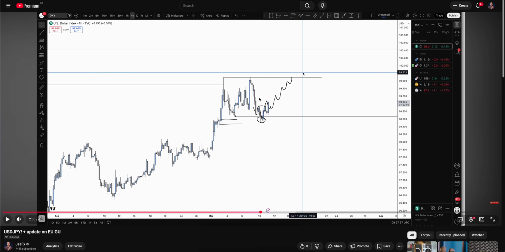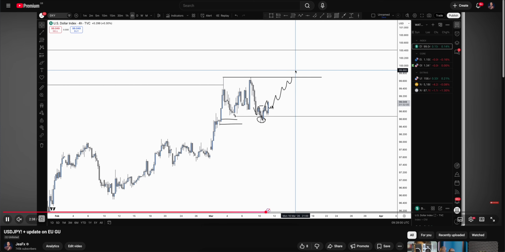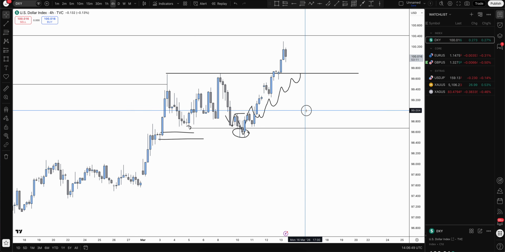So at the start of this week in the narrative video, I saw and showed everyone that because we had basically started to sweep under this low in towards a demand zone, I would then be anticipating a continuation to the upside to take out that high. Now, how do I come to this conclusion?